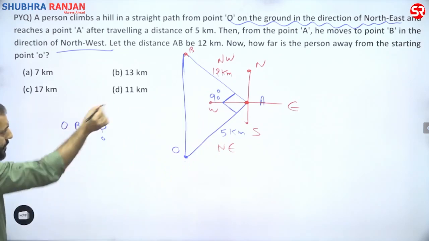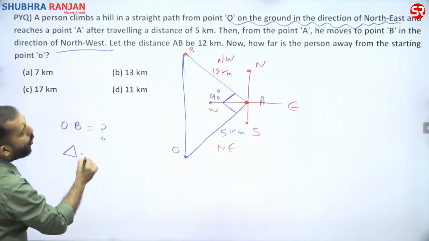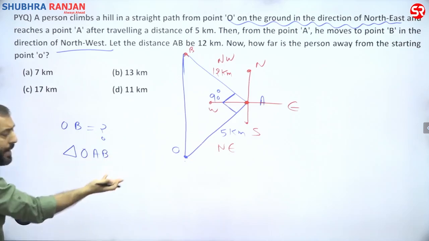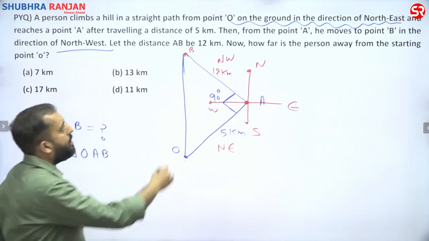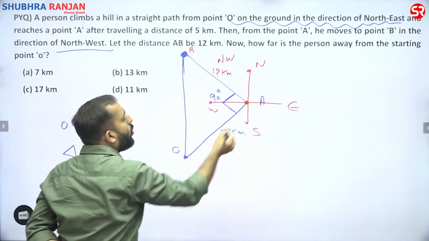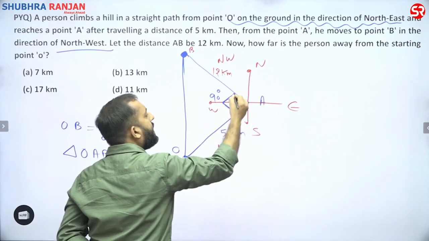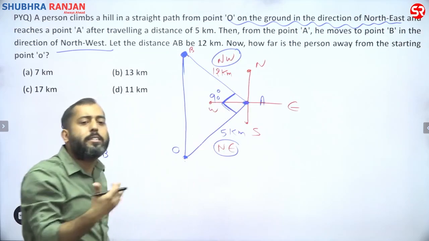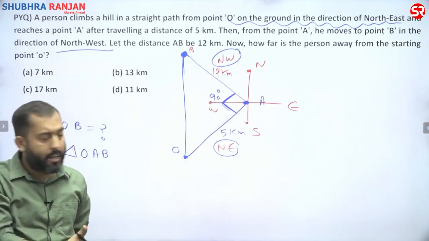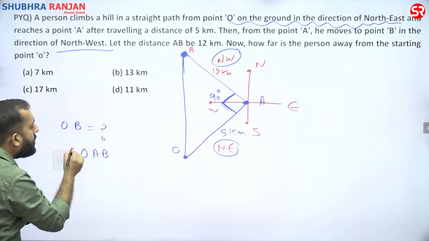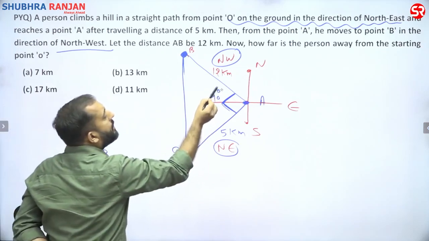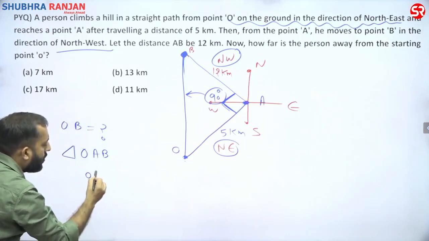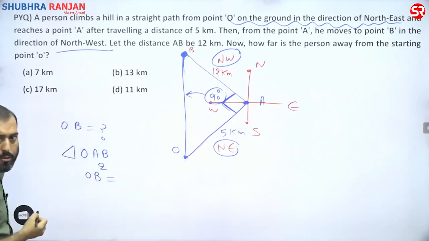Yes or no? So if it is 90 degrees, then triangle OAB has to be a right angle triangle. This is B, this is O, this is angle A. This angle has to be 90 degrees because it is between northwest and northeast, two adjacent directions. So this is a right angle triangle. In it, the side opposite to 90 degrees is the hypotenuse. So this OB is the hypotenuse.